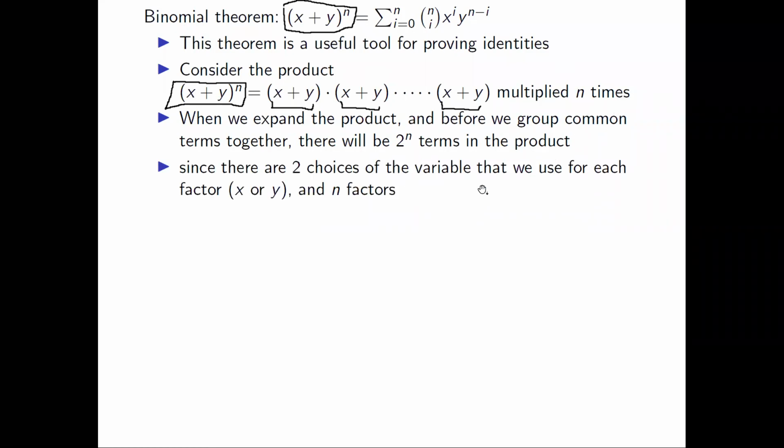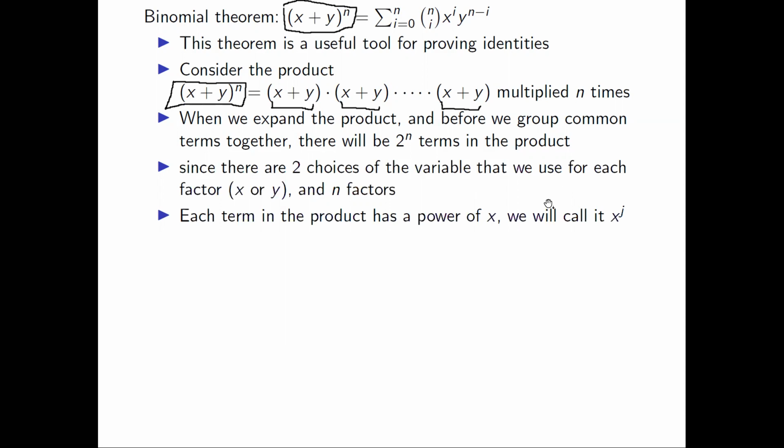And why do we get 2 to the n terms? Well, we can see in each of these factors, there are two possibilities, the x or the y. And there's n total factors. And each term that we get is obtained by choosing either an x or a y from each factor. So that's a total of 2 to the n possibilities.